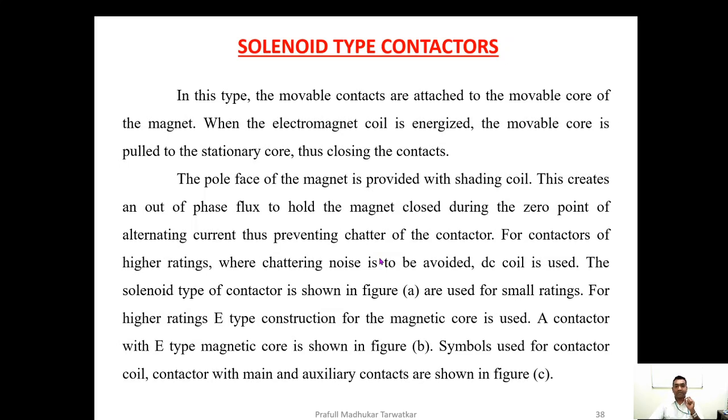A solenoid type contactor basically has a fixed contact, a moving contact and an electromagnetic coil. When this electromagnetic coil is energized, the movable core is pulled to the stationary core, thus closing the contact. That means suppose this is a fixed contact, this is a moving contact, and this moving contact is basically associated with the electromagnetic coil. When this electromagnetic coil is energized, this moving contact gets stuck with the fixed contact. Now the contacts are closed and hence make the circuit. Basically it is like this only.